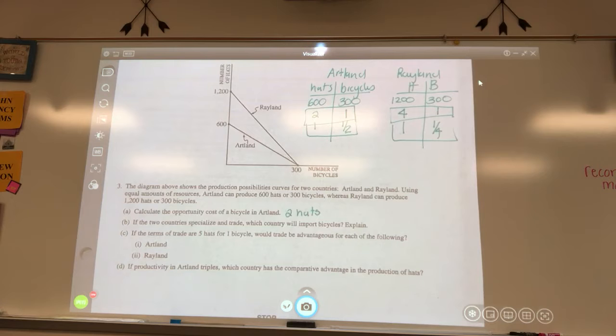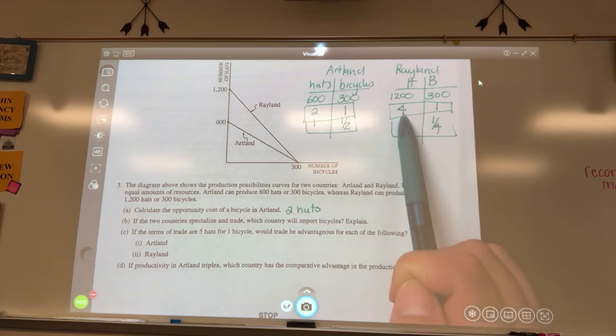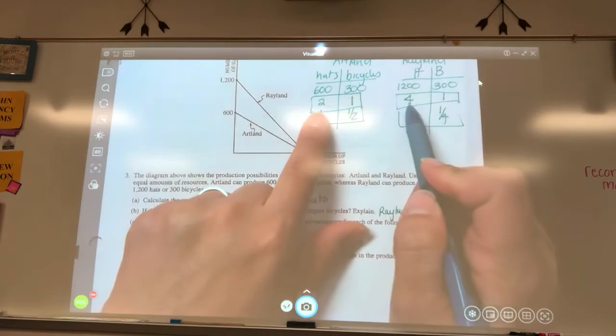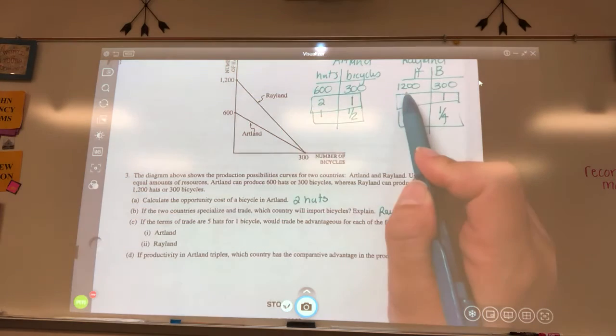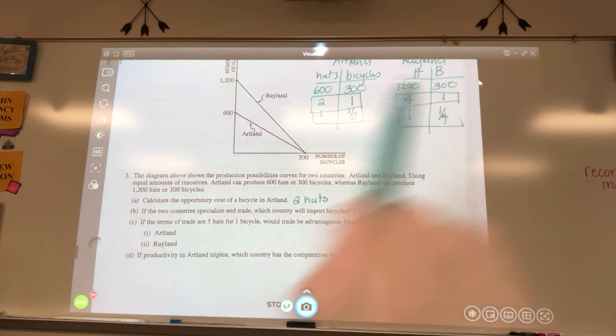It kind of messed you up because you have to think about import. Well, Rayland definitely needs to do hats, right? But now that we're talking about importing bicycles, they need to do the hats. So who's going to import the bicycles? Rayland, because they are going to be making what? Look at this. Who makes more hats? So they need to make hats. So if they're going to make hats, what do they need to import? The bicycles, because who's going to be doing the bicycles? Artland.